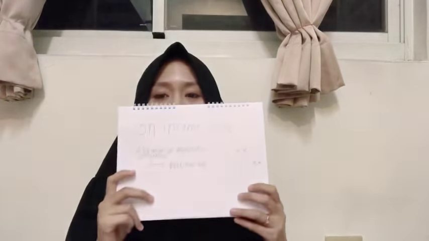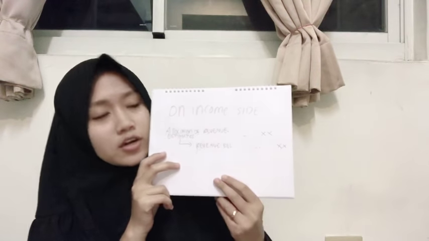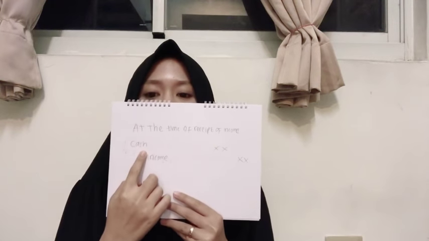At the time of notification and realization, I will show you the journal. The journal on the income side is allocation of revenue estimate in the debit and revenue bills in the credit. And at the time of receipt of income, the debit is cash, and the credit is income.